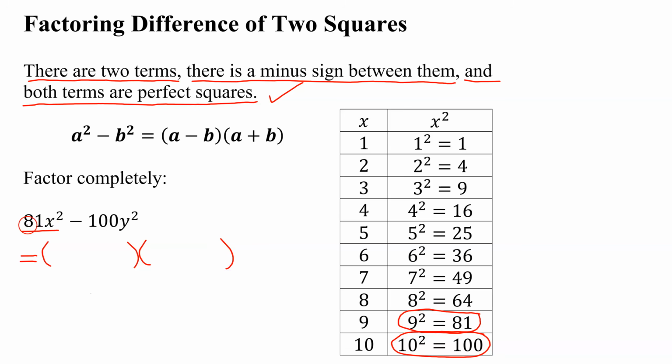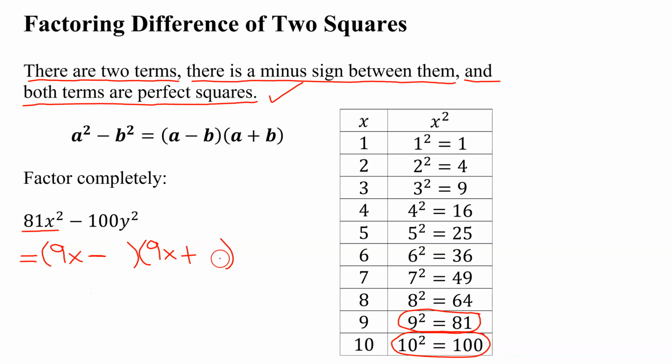And the first term is the square root of 81x squared. Well, the square root of 81 is 9. The square root of x squared is x. So my first term in each binomial is 9x. Then I have to have opposite signs in the parentheses. Does it matter which one has the minus and which one has the plus? No. So I'm going to put a minus in the first parentheses, a plus in the second.